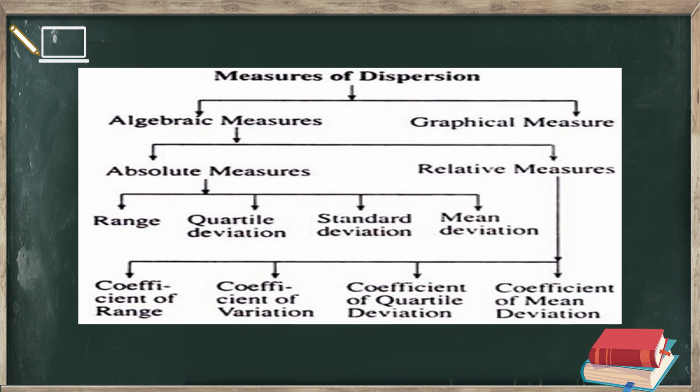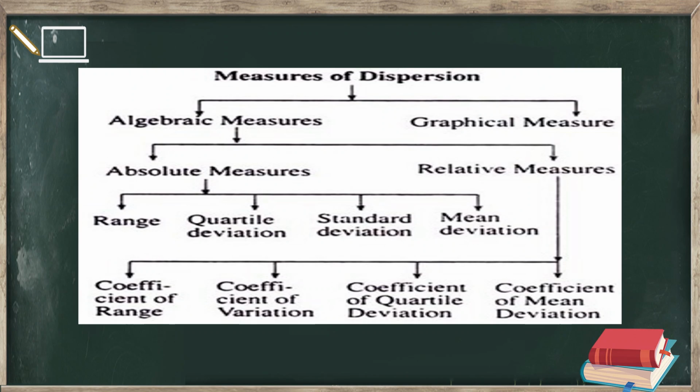There is one more, which is the algebraic measure, in which we use numerical values. There are two types of algebraic measures: one is absolute measure and the other is relative measure. Two types of classifications exist. Let us first know one by one what they are. Absolute measure measures the dispersion in the original unit of the data. That is, variability in two or more distributions can be compared provided they are given in the same unit and have the same average.